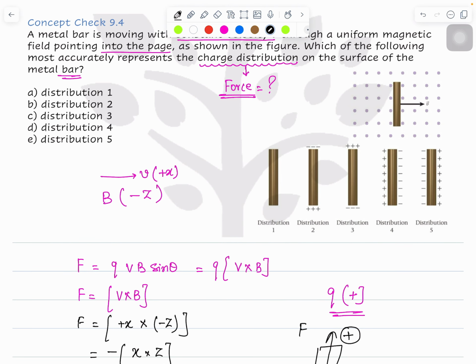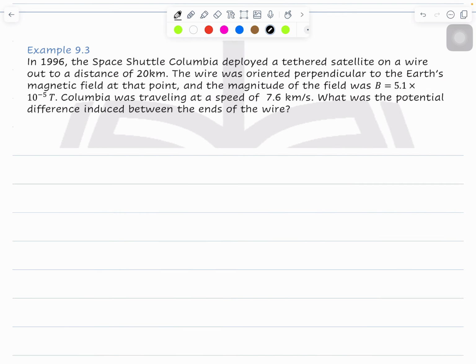Yes, we have distribution C. Distribution C is the correct answer. Clear? Now question number 3, example 3 in 9.3. In 1996, the space shuttle Columbia deployed a tethered satellite on a wire out to a distance of 20 kilometers.